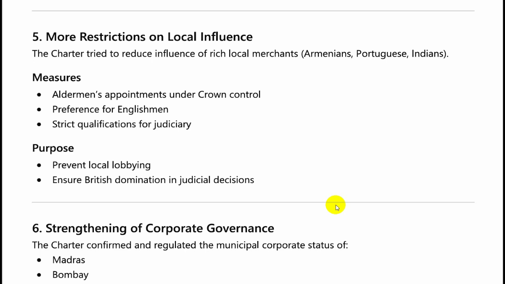Earlier there were Armenians, Portuguese, Indians in the group of aldermen, over 9 aldermen. Now, most preference was given to the Englishmen or the Britishers. And also the Crown was looking for certain qualifications for the post in judiciary. This was to prevent local lobbying and also to ensure British domination in the judicial decisions.